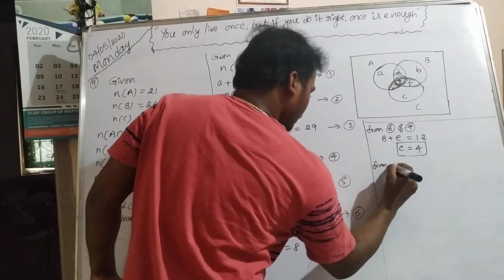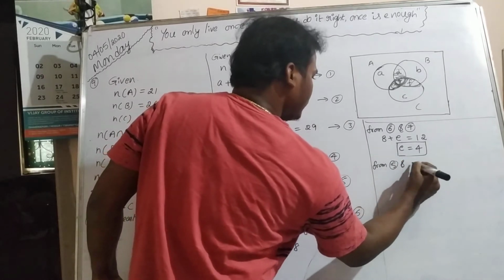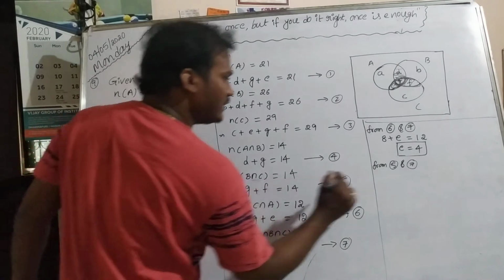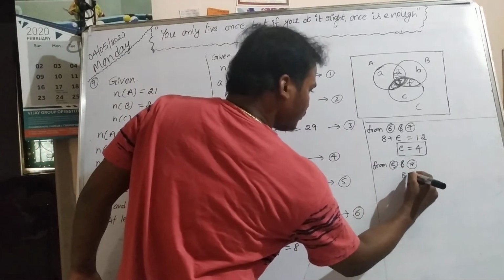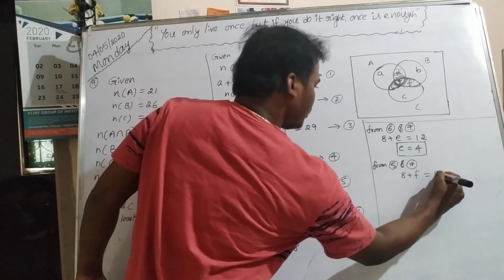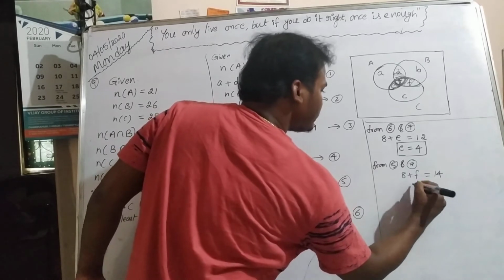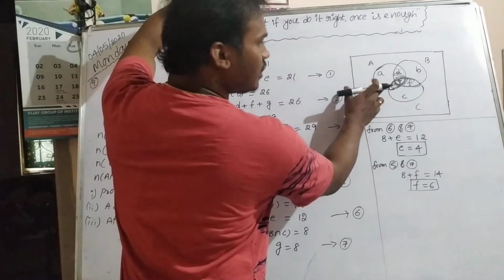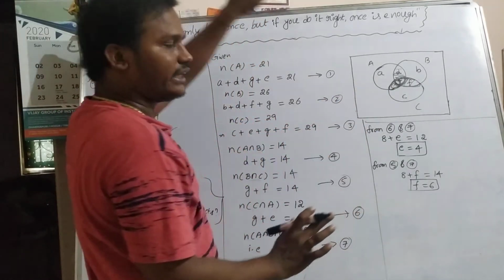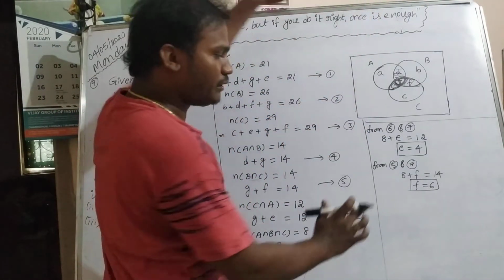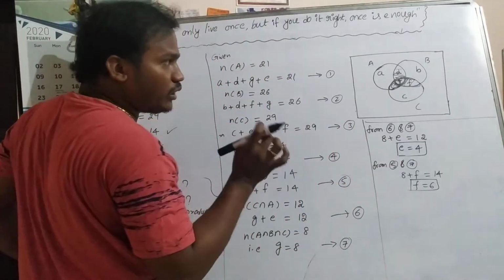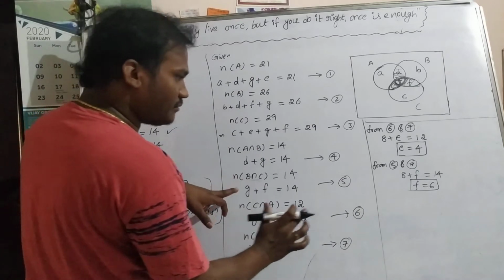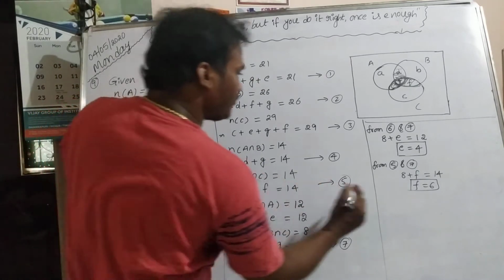From 5 and 7. 5 is G plus F and 7 is G. G is how much? 8. 8 plus F is equal to 14. F is equal to how much? 6. I found F is 6. I found E. E means what? The people who like A and C only. They don't like B product. That is the meaning of E. F means the people who like B and C but not A. That is F I found. Next we can find from 4 and 7.